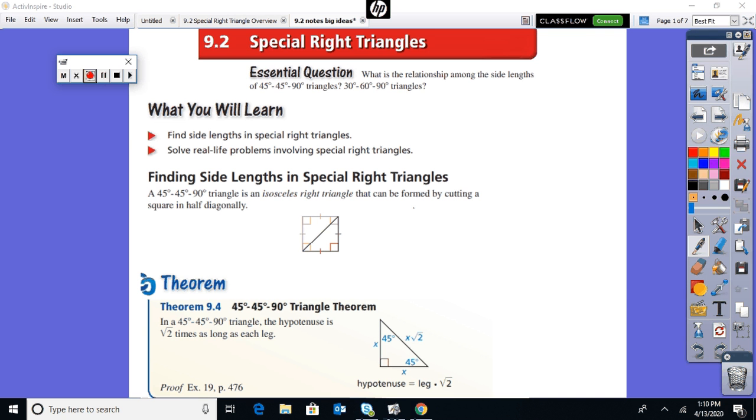Alright, first they start us out with the 45, 45, 90 isosceles right triangles. These are the book rules. So whatever you have as a leg, you just multiply by the square root of 2 to get to the hypotenuse.